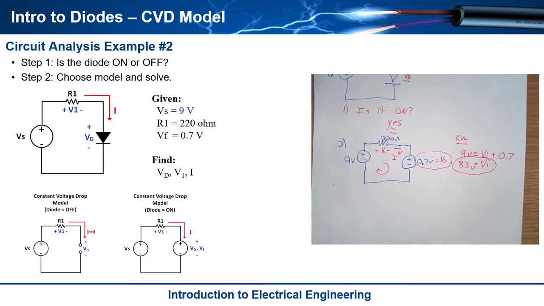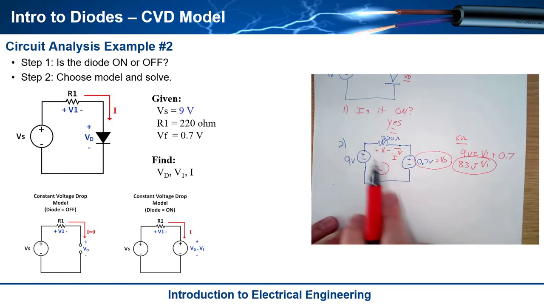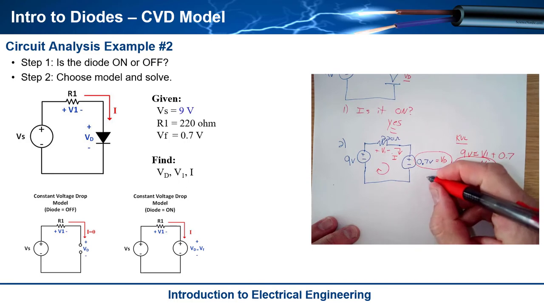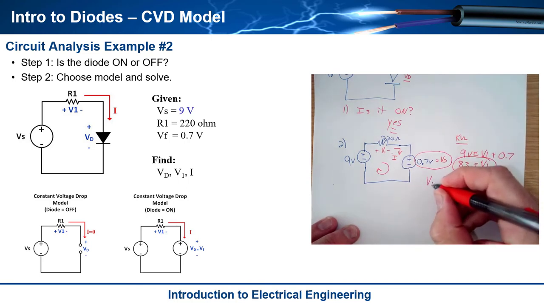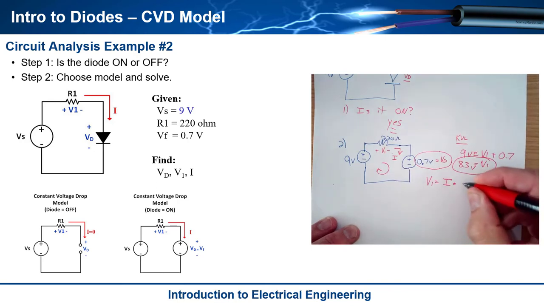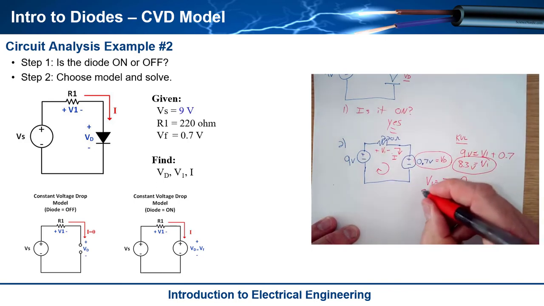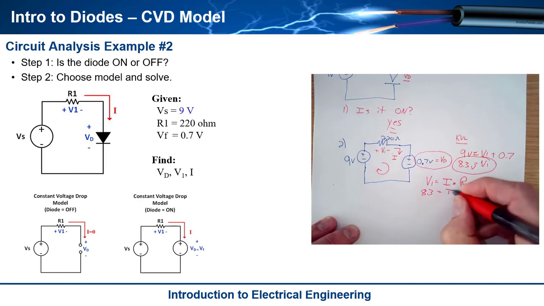Well, now the last thing to do is this. How do I solve for I? Well, I in diode circuits is always limited or dictated by the resistance. So once we know V1, I can write Ohm's law. V1 is equal to I, which is the only current in the loop, multiplied by resistance. So I can say V1, 8.3 volts, is equal to I multiplied by 220.